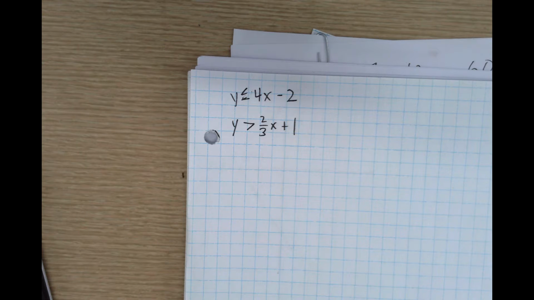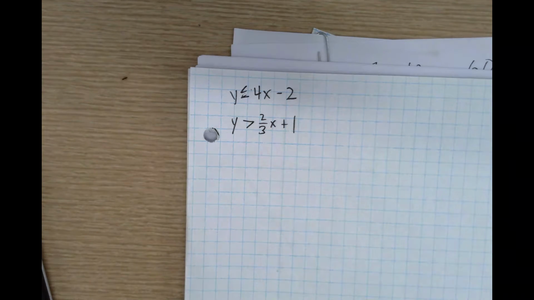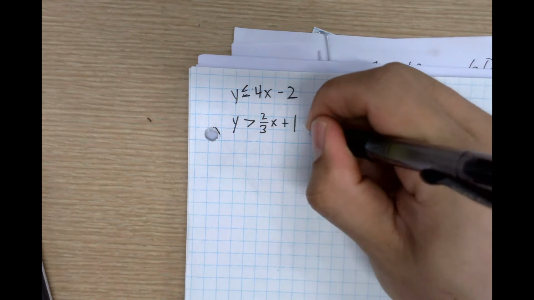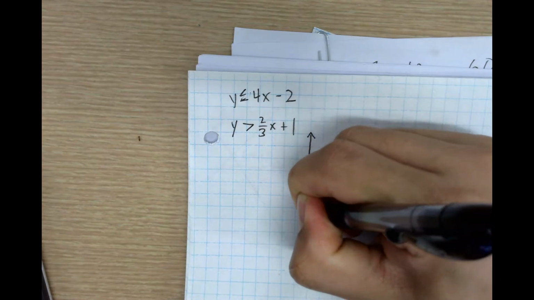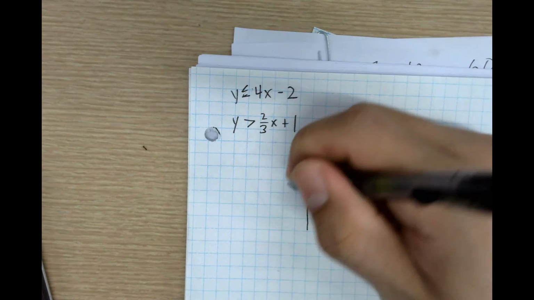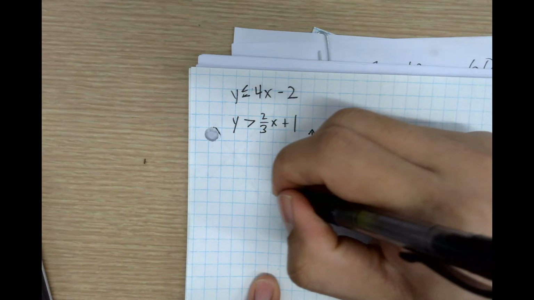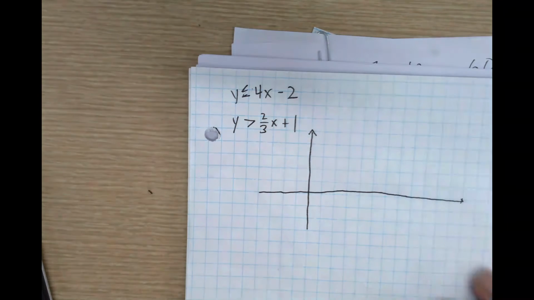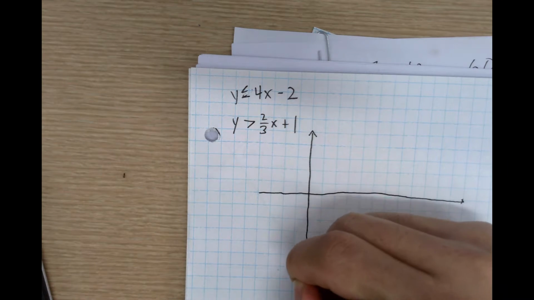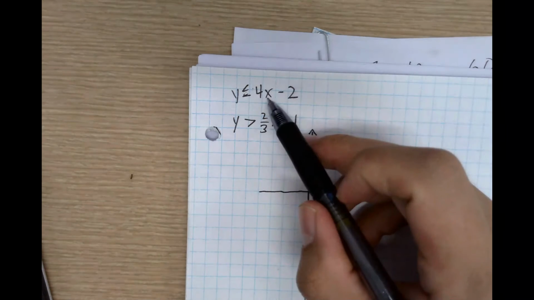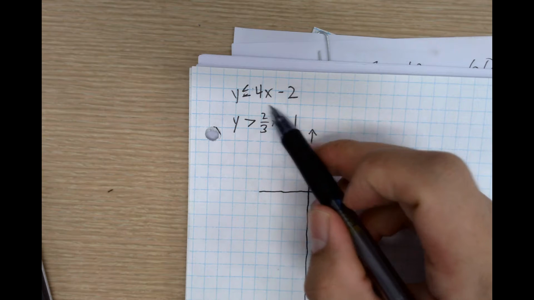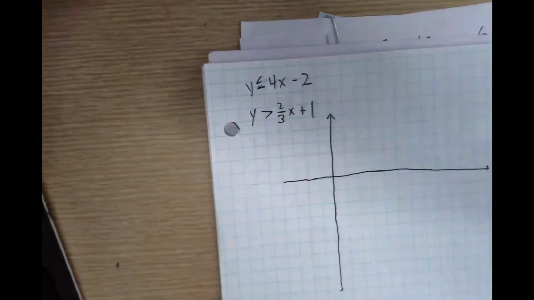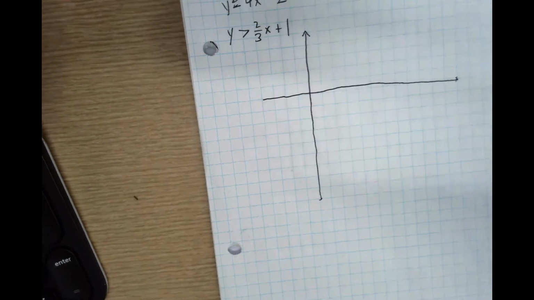So for example, we have this. We would go ahead and graph each of these individually on the same graph. So the very first thing that we would do is we would graph... it doesn't matter which equation you graph first, it would be the same thing. So we have y is less than or equal to 4x minus 2. And so what I can do is go ahead and graph it.